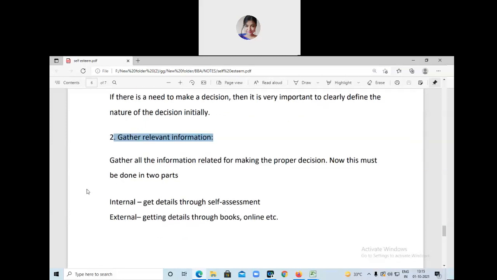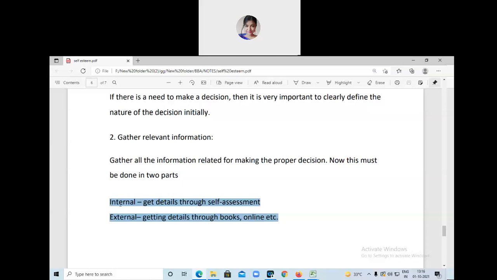Now this can be done in two parts. You can divide this particular process into two parts. How can you gather relevant information? Once you know that you want to actually do this, you need to gather some information so that you can find out the right path and take the decision. So how are you supposed to do it? You can divide it into two parts, external and internal.